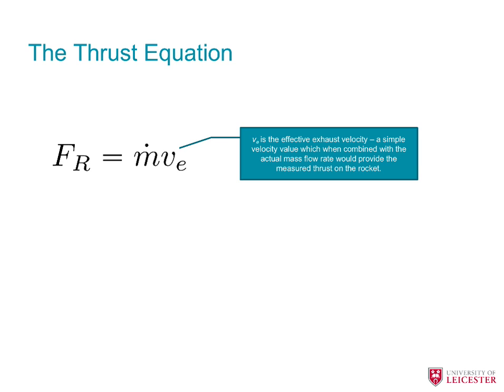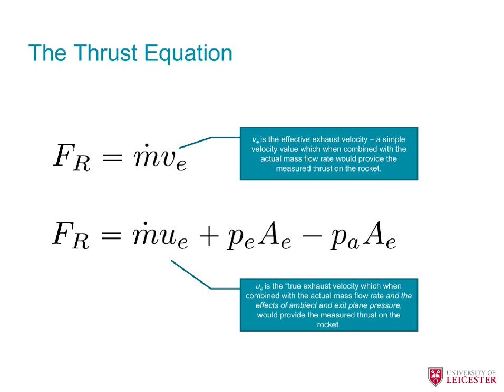But Ve is the effective exhaust velocity, so it's the term that we often see in the simple rocket equation, and it's a simplifying term. It's not the actual exhaust velocity, but it's the velocity value that we would have to use in order to obtain the measured thrust when we use the measured mass flow rate.